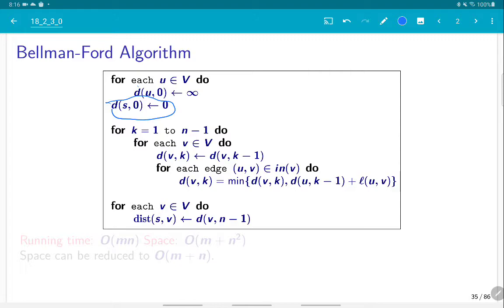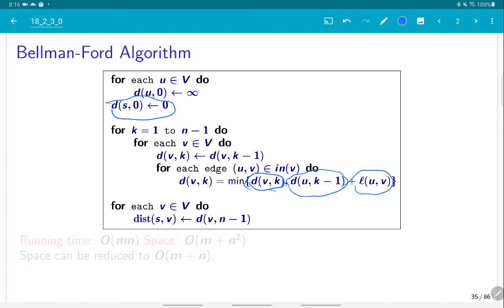And for every vertex we just set the new distance to be the old distance, right? And then we try to update it, right? For every edge that comes into V, we take the minimum of the current distance that is there together with the distance to U with k minus 1 hop plus the price of the UV edge, right? And we update dvk to be the minimum of this, and we do it over all the edges.